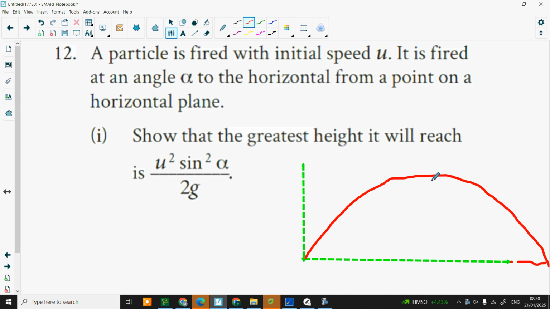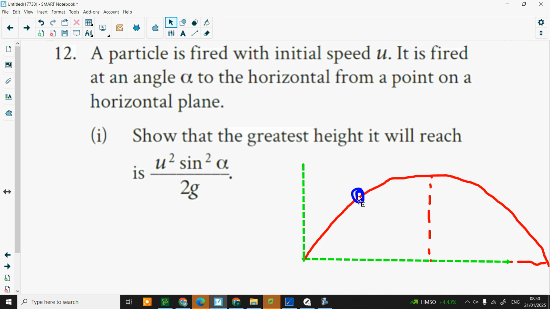It's symmetrical. So essentially the time taken to go to the top, so the time taken for this blue particle to reach the top is the same as the time taken for it to reach the bottom again. Are we cool with that? That's when you're starting and ending at the same height.